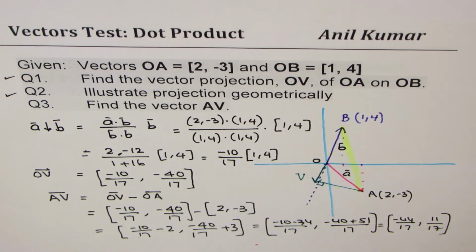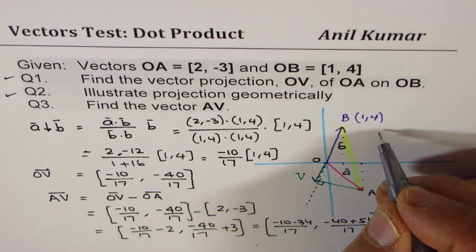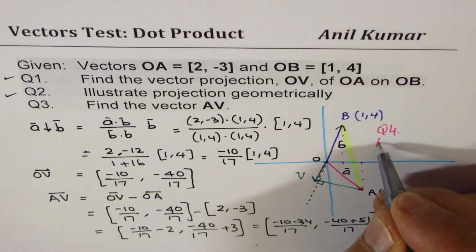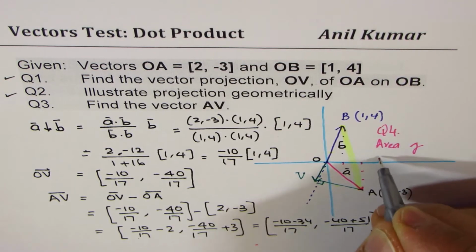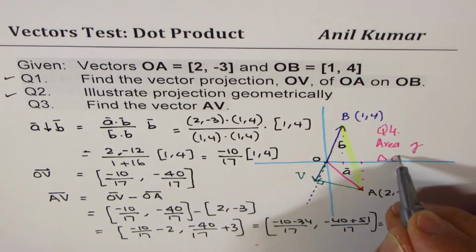Now the question for you here is, let me add a question here. We'll call it question 4. Find area of triangle OAB.